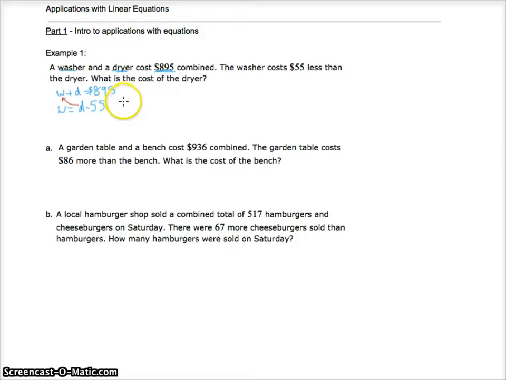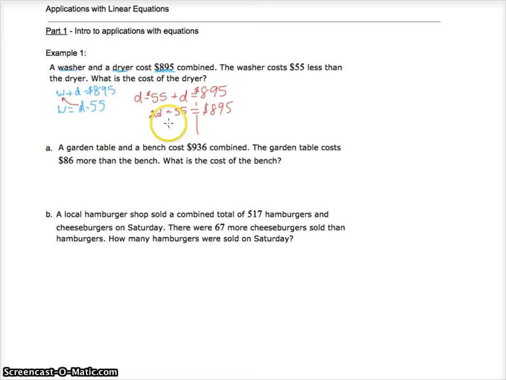So now I'll rewrite my equation as D minus 55 plus D for dryer equals $895. So I have $55 less than the dryer plus the price of the dryer. So I end up with D plus D, so that's 2D minus 55 equals $895.